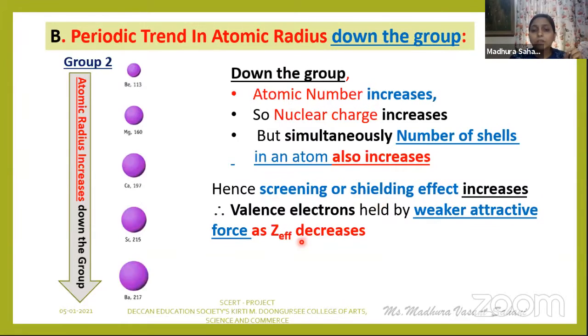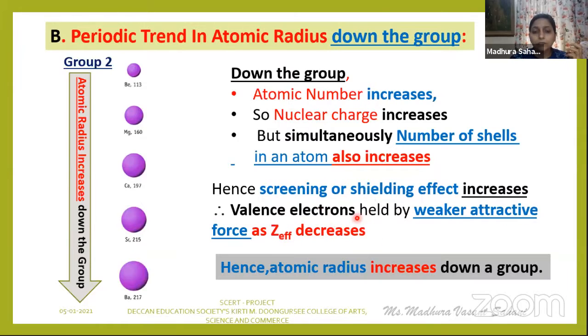Because of this reason, these valence electrons or the outer electrons are weakly held by the nucleus, and hence your effective nuclear charge decreases. And what does it result in? Because of this reason, atomic radius increases as you move down the group. So here we have covered our first physical property, and that is nothing but the atomic radius.